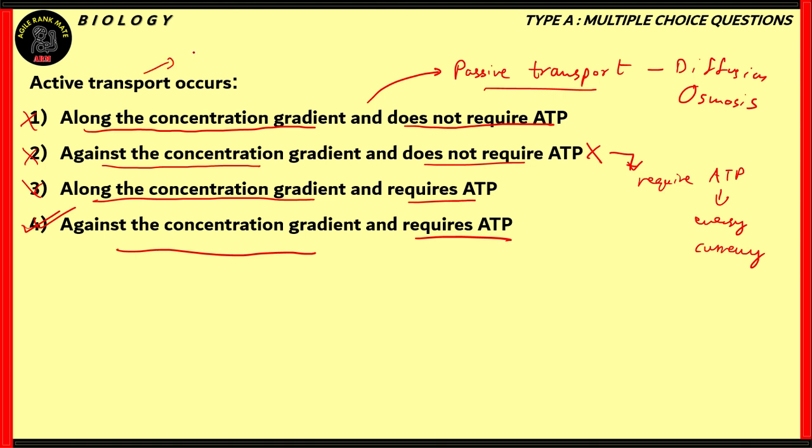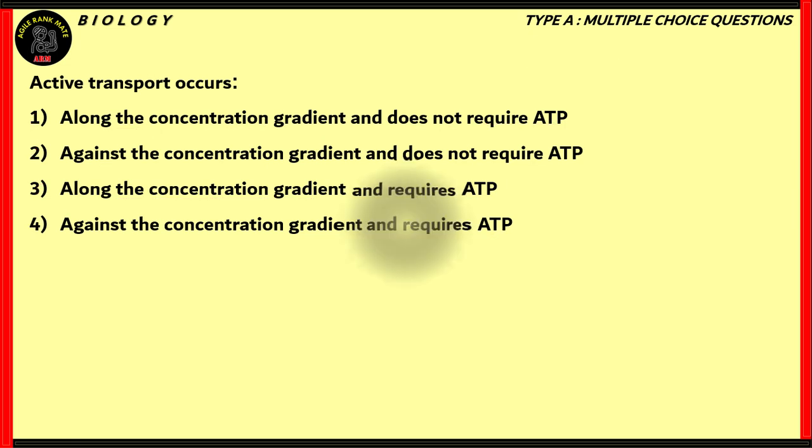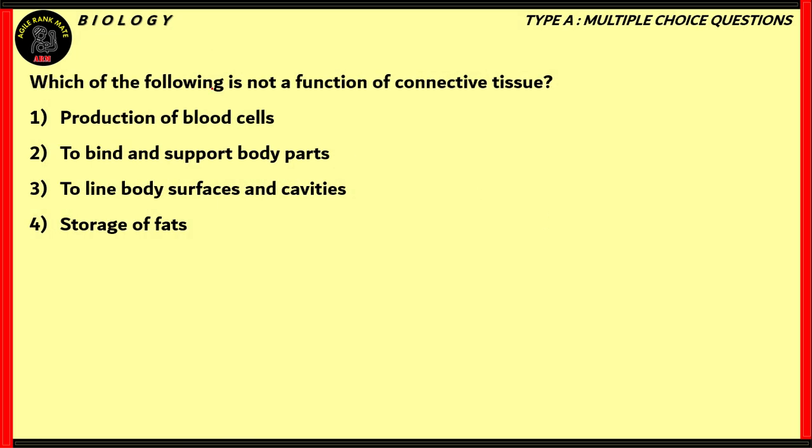The thing is, active transport requires energy, and in the cells, energy is expressed as ATP. And so therefore, when you need energy to transport something, it's usually against the flow, or against the concentration gradient. So option 4, against the concentration gradient and requires ATP, is the right option. Now let's look at another question.